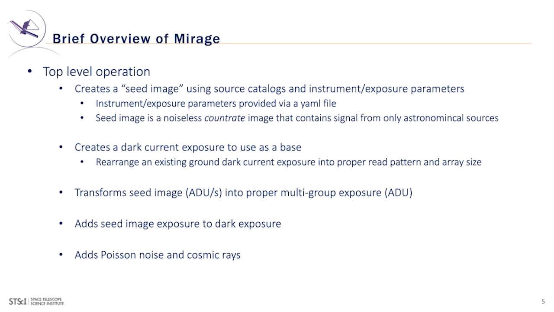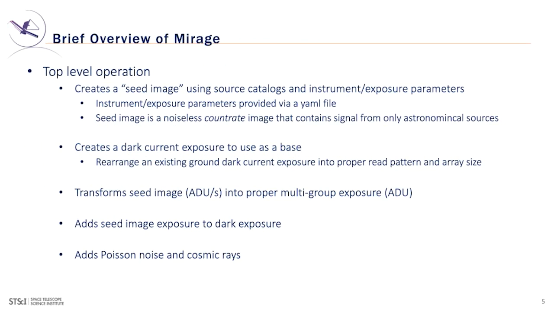Once you have the seed image, Mirage will move on to the second step, where it will take a dark current exposure, and this will be a dark current exposure from ground testing. So it contains all of the real noise sources in NIRCam or NIRISS or FGS. So 1/f noise and read noise and bad pixels. So it'll take that exposure and rearrange it into the readout pattern and the subarray size that you request.